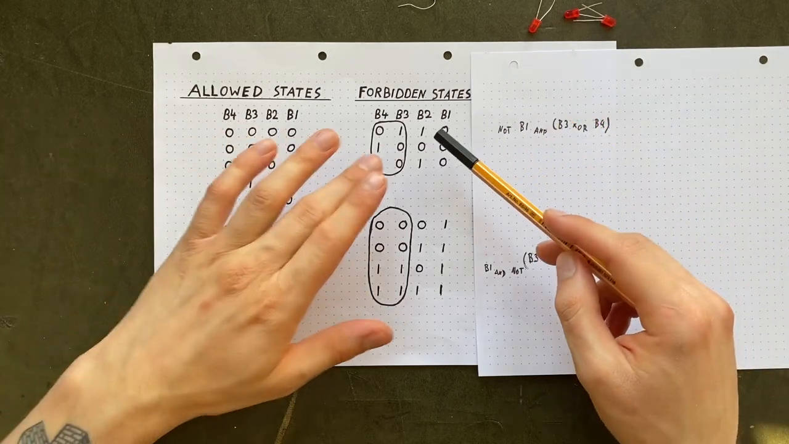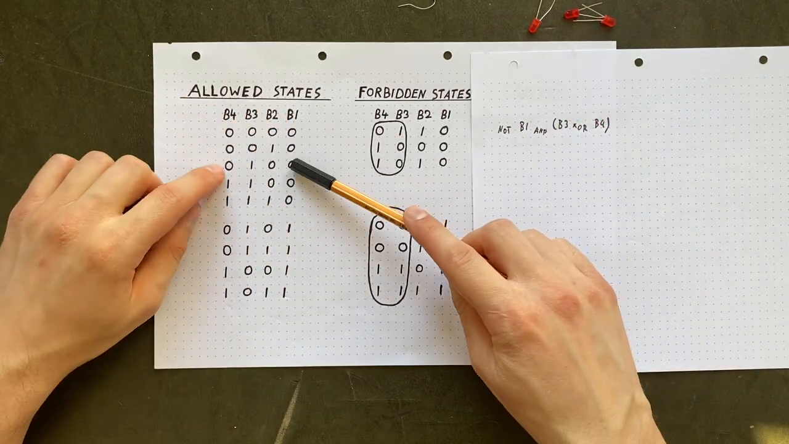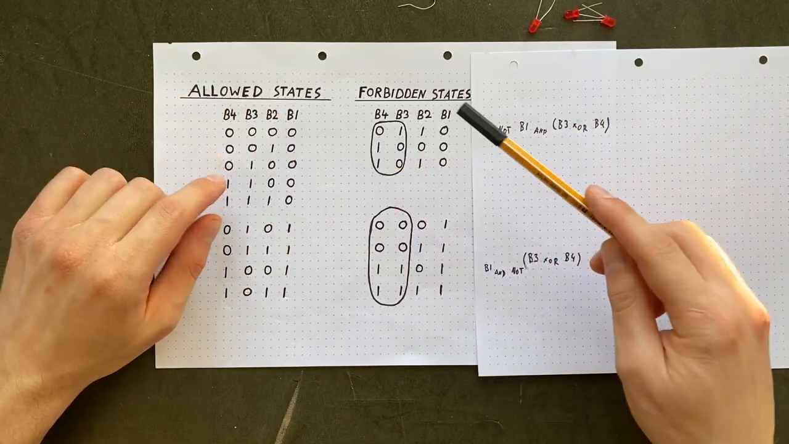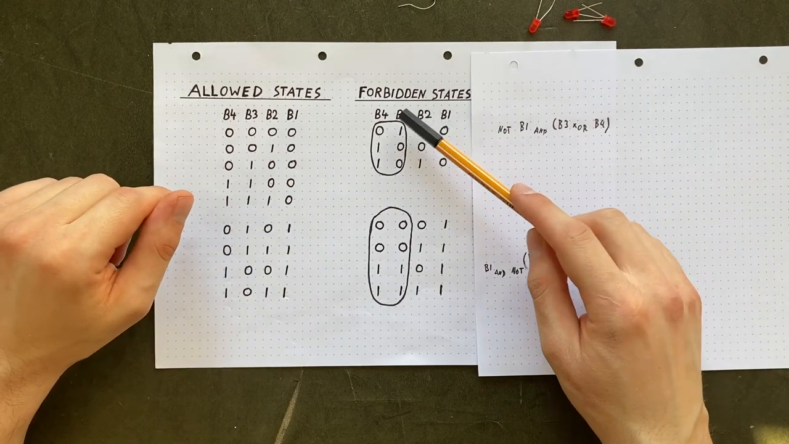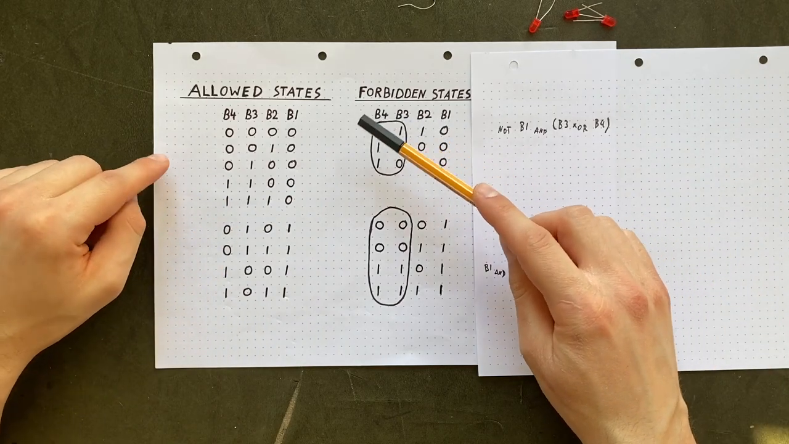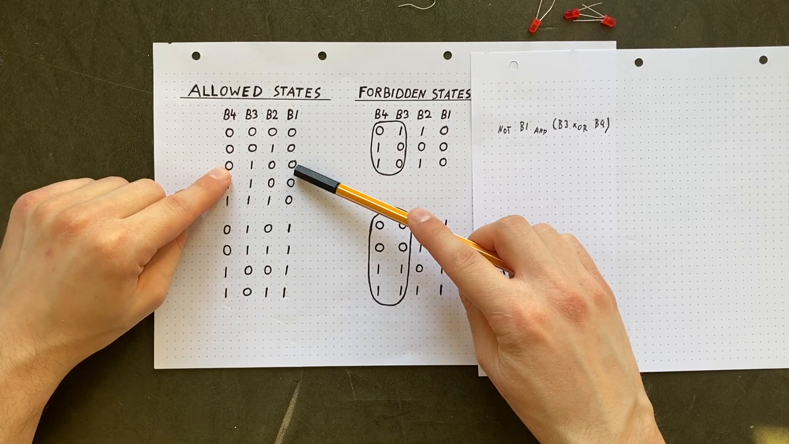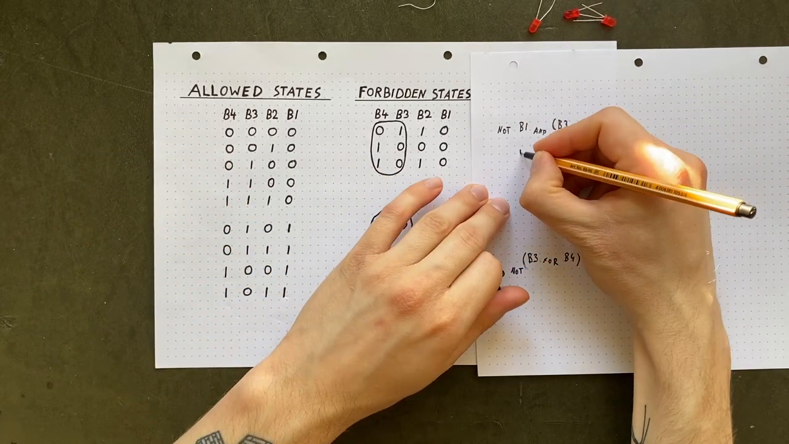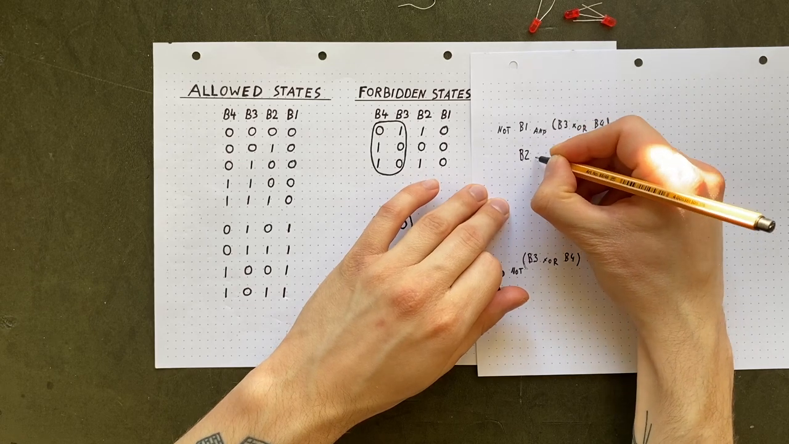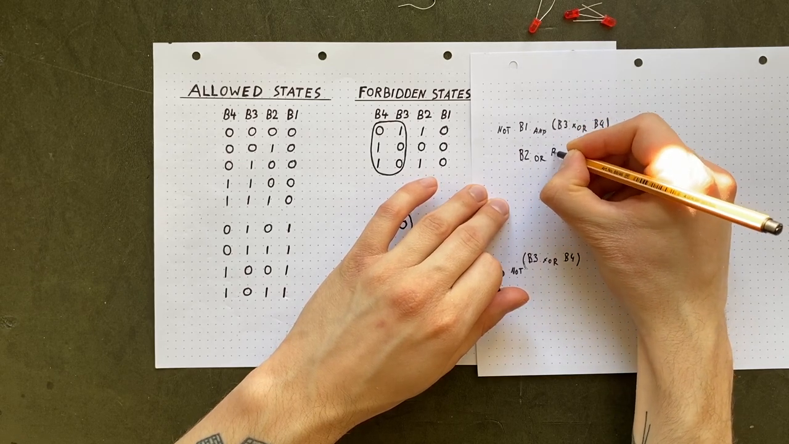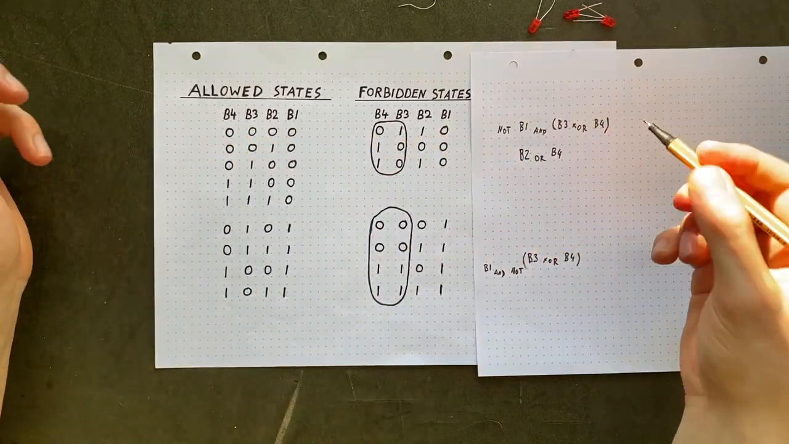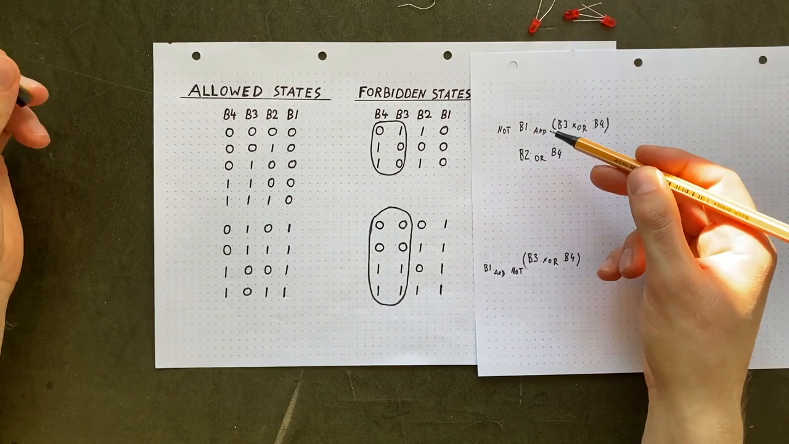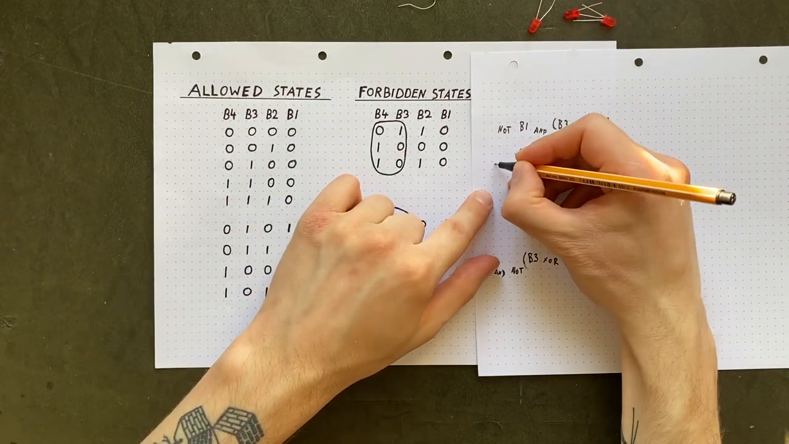What separates our forbidden states from this particular allowed state is that with the forbidden ones, B2 or B4 is on, while the allowed one has both at 0. We can check for this by doing B2 OR B4. And then we need to add this to the rest of our rule by using AND.